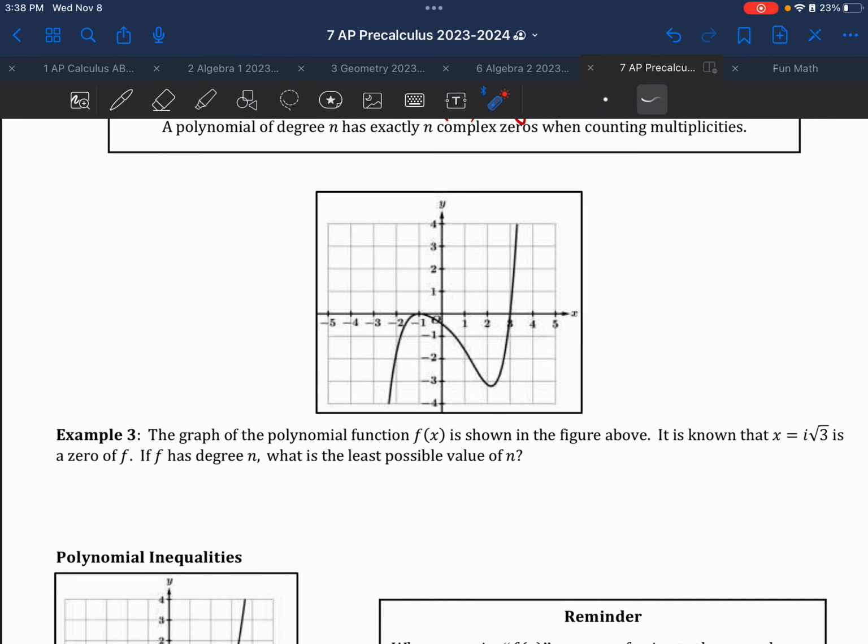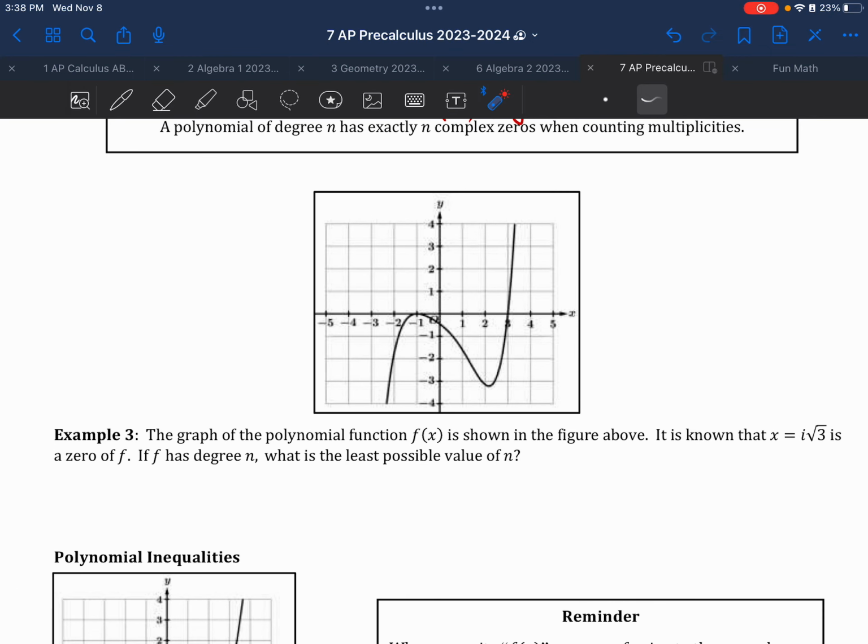All right, so let's move down to example 3. The graph of the polynomial function is shown in the figure above. Okay, I see it up there. It is known that x equals i root 3 is a zero of f. If f has degree n, what is the least possible value of n?